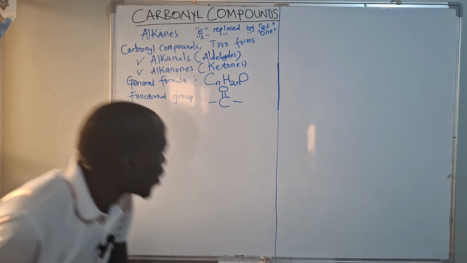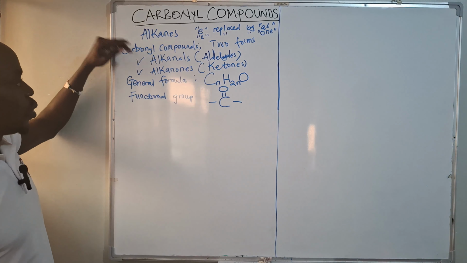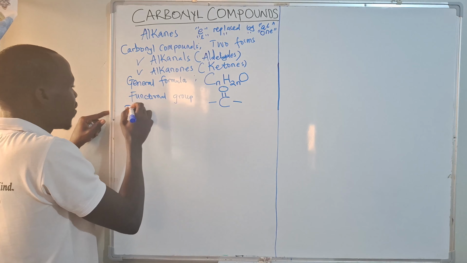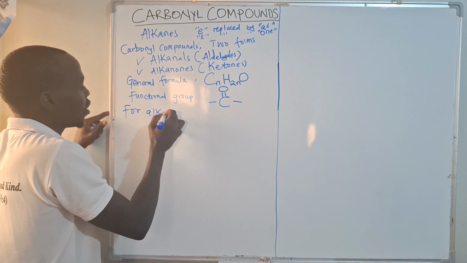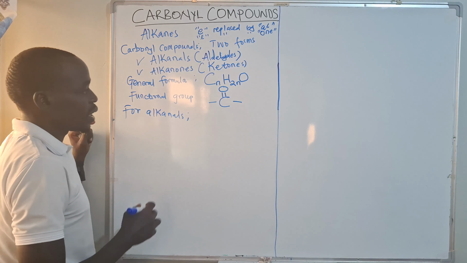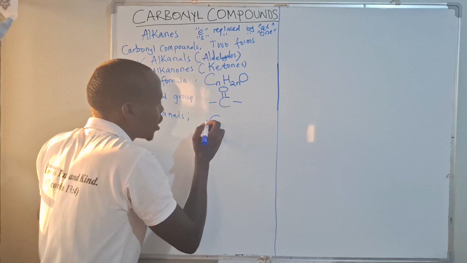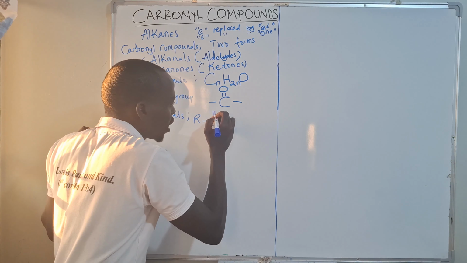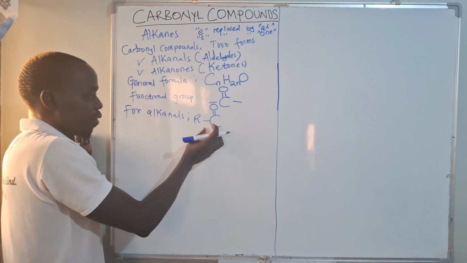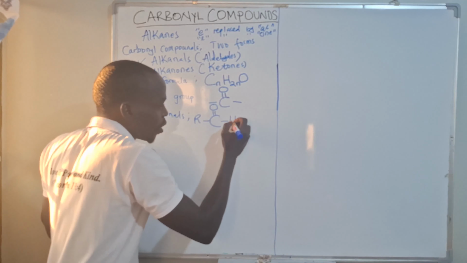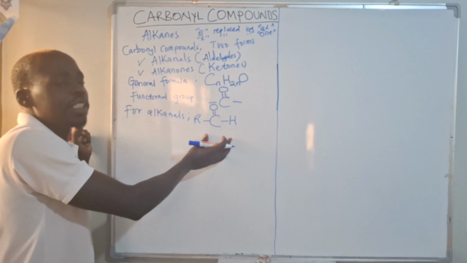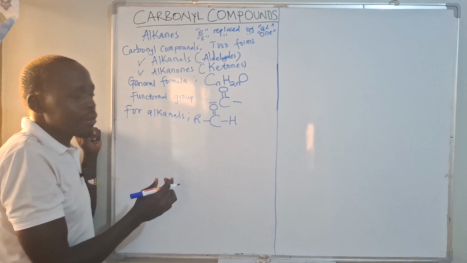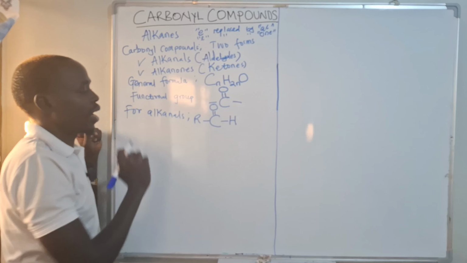Now, we say these are divided into two. We have alkanals and alkanones. Now, let's also distinguish their functional groups. For alkanals or the aldehydes, we shall put it in this format. It is C, here we shall have the alkyl group, then here we shall have something like this, and then from there, we shall attach these two. So the moment I see something like this in organic chemistry, what will come to my mind is that I'm dealing with carbonyl compounds, specifically alkanals or aldehydes.